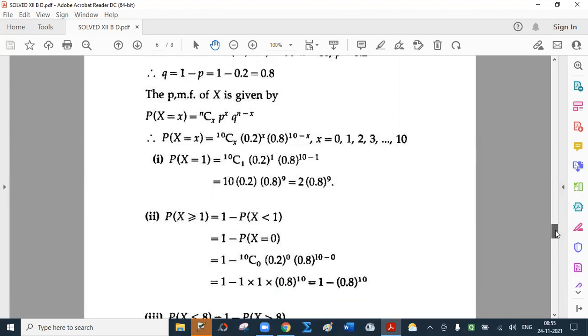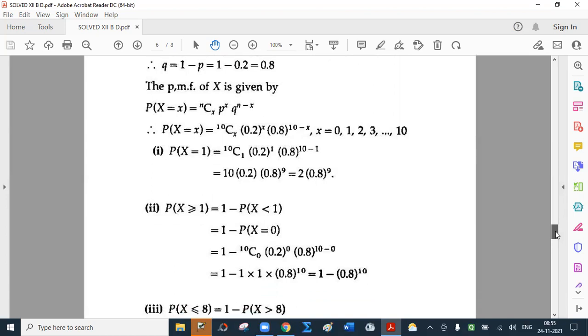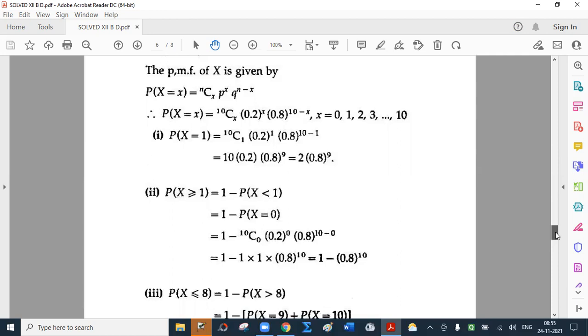Now 10 into 0.2 is 2. So what is the answer? 2 into 9th power of 0.8. Then P of X greater than or equal to 1. What is complement of X greater than or equal to 1? It is X less than 1. Probability of required event is 1 minus probability of complement. So 1 minus P of X less than 1 means 1 minus P of X equal to 0. Substitute. So this is the answer.